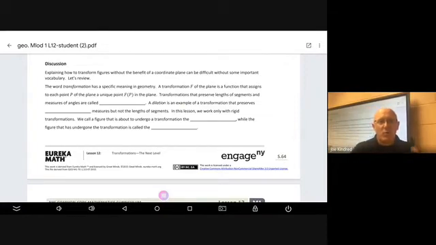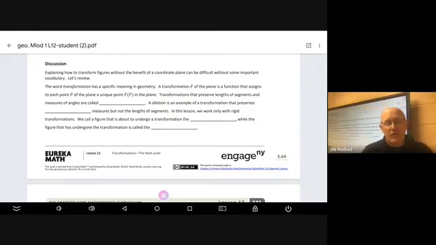So the word transformation has a special meaning in geometry. The transformation f of a plane, as it reads, is a function that assigns each point P of that flat plane a unique point. So it's basically a function. And we've studied functions in algebra. And in this case, we're sort of thinking about transformations as a function.